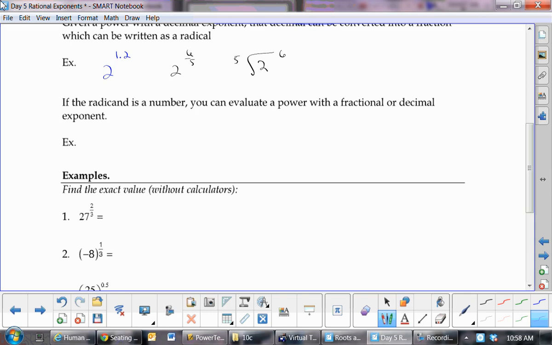Okay. Now this. Okay, are we back? We're taping here, right? So I got to get going here. If the radicand is a number, you can evaluate the power with a fractional or decimal exponent.